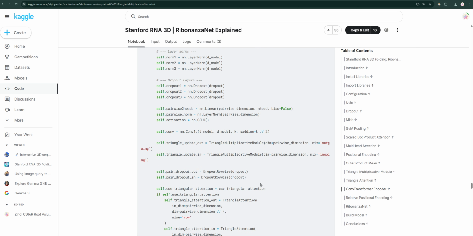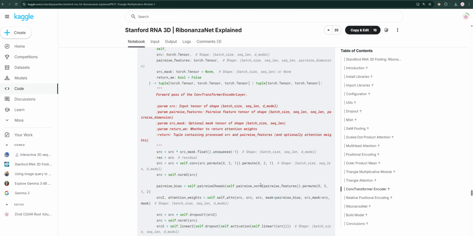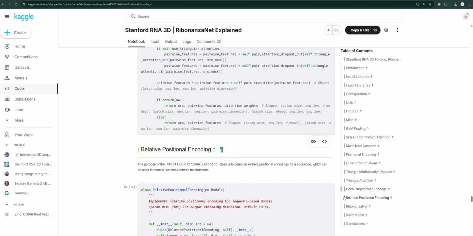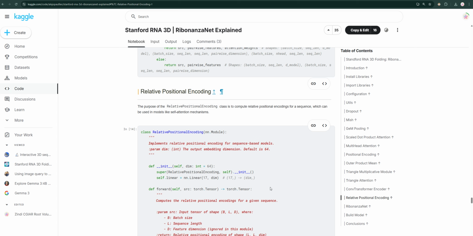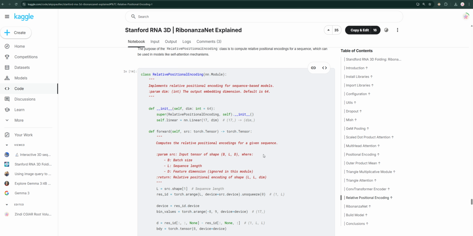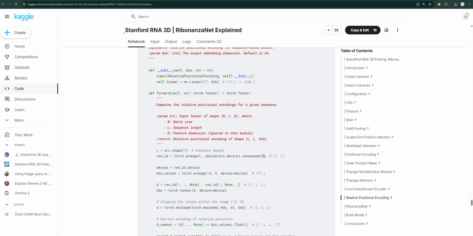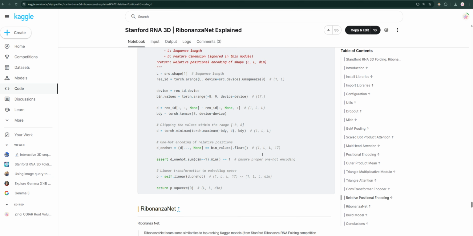In addition to the standard positional encoding we discussed earlier, RibonanzaNet also uses relative positional encoding. Instead of encoding absolute positions, this module encodes the relative distance between any two positions in the sequence. The implementation uses a one-hot encoding of relative positions from -8 to 8, which is then projected into the embedding space. This helps the model better understand the spatial relationships between different parts of the RNA sequence.